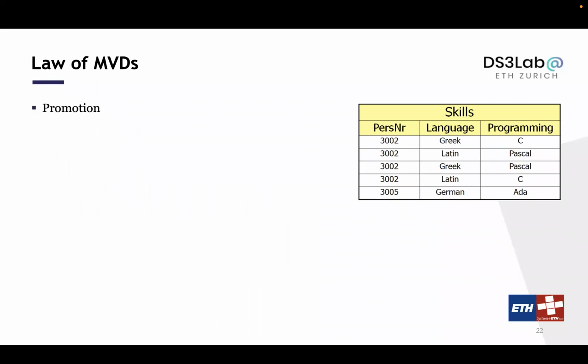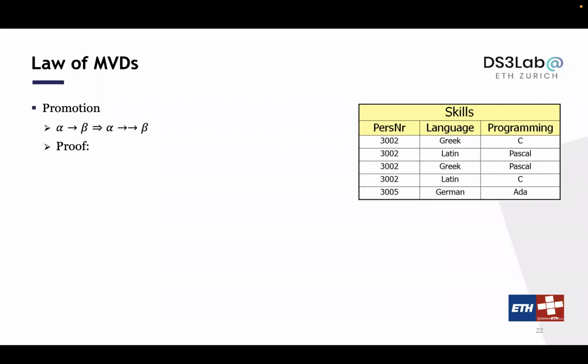So there are more interesting rules about functional dependencies, fortunately. There's one rule called promotion, which essentially says the following. If there's a functional dependency from alpha to beta, alpha decides beta, then it implies there's a multivalued dependency from alpha to beta too. Essentially, the moment you have a functional dependency, you have a multivalued dependency.